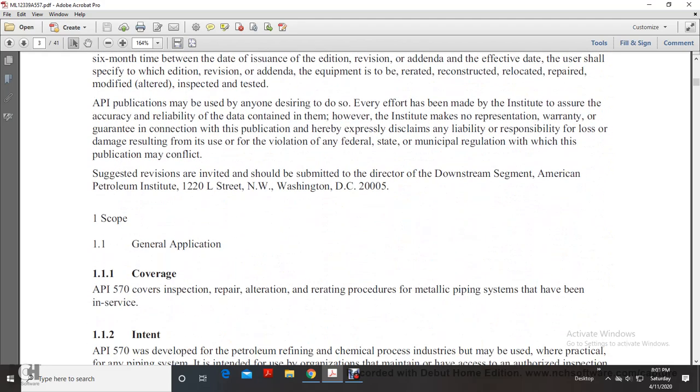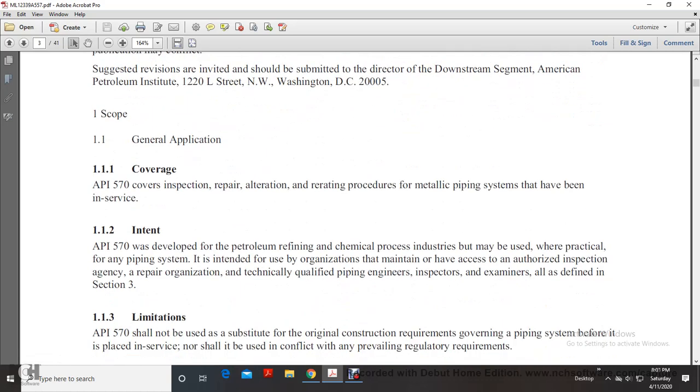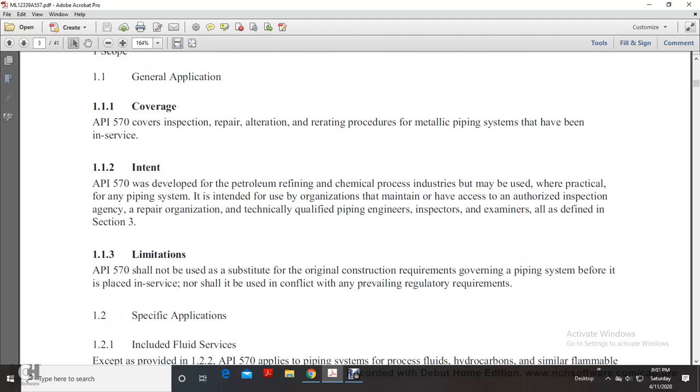Scope, 1.1 General application, 1.1.1 Coverage. API 570 covers inspection, repair, alteration, and re-rating procedures for metallic piping systems that have been in service. Intent: API 570 was developed for the petroleum refining and chemical process industries, but may be used where practical for any piping system. It is intended for use by an organization that maintains an authorized inspection agency, a repair organization, and technically qualified piping engineers, inspectors, and examiners, also defined in Section 3.